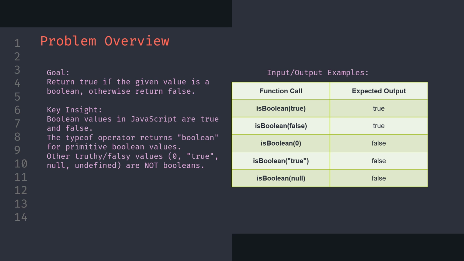In JavaScript, only true and false are native boolean values. Other values like 0, 1, and null may behave like booleans in conditions but are not actually boolean types.